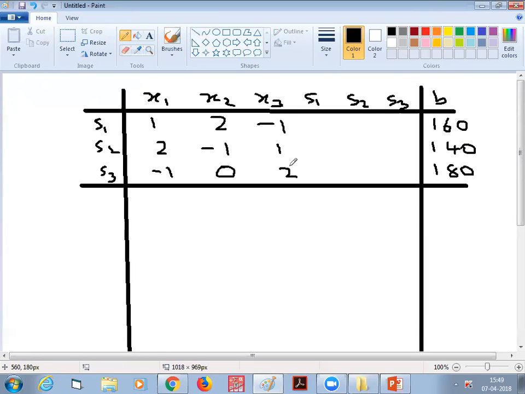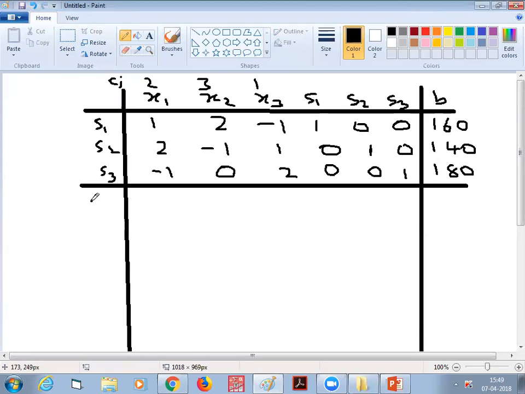Okay, and suppose all of them are less than or equal to, and the CJs, let's have as, say, 2, 3, and 1. So this time let's have it like this. And of course, to start with, since all of them are less than or equal to, I'll have my identity matrix here. So 1, 0, 0, 0, 1, 0. And 0, 0, 1.